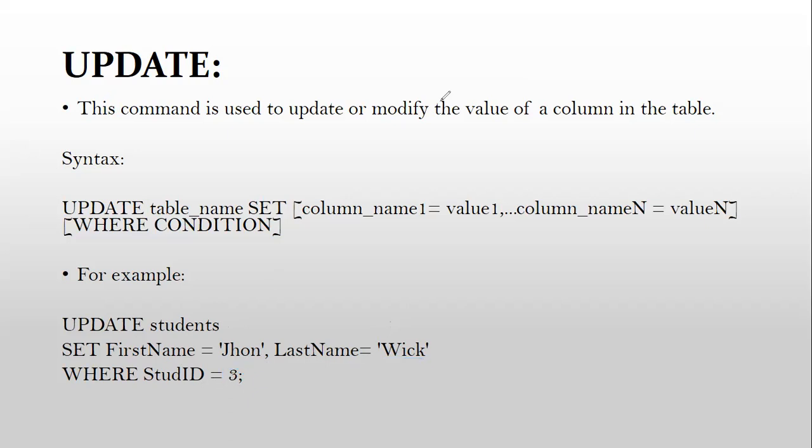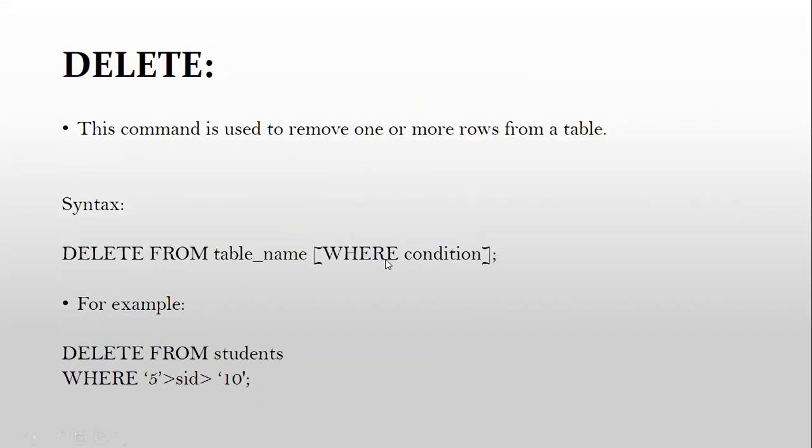So this is nothing but the update. Now, the difference between the update and alter table: in alter table, you are either adding a new column or deleting a column, and in update, you are modifying the contents in the column. No extra column will be added into your database.